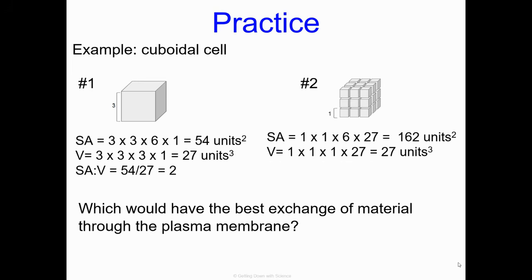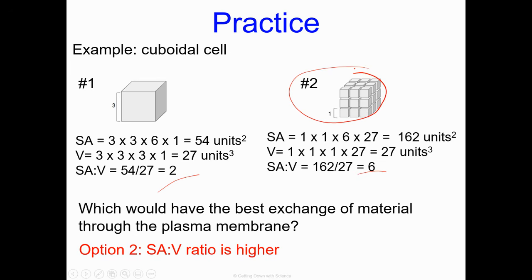All right, so here is the work. So go ahead, check your work against mine. Cell 1 had a surface area to volume ratio of 2. And then cell 2, which had multiple little compartments, it was compartmentalized, had a surface area to volume ratio of 6. And we said that cells need a high surface area to volume ratio to optimally exchange material through the plasma membrane. So which one is higher? 2 or 6? Well, obviously 6. So cell 2 is going to have the higher surface area to volume ratio. Therefore, it would be best at exchanging material through the plasma membrane.